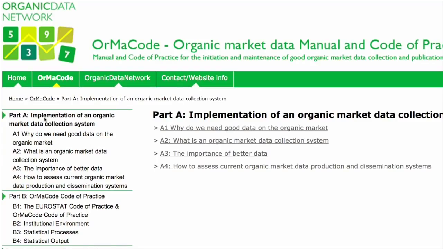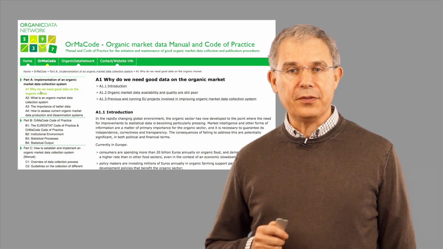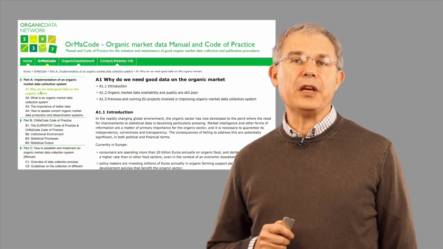Here we are in Section A. In Section A, we talk about how to implement an organic market data collection system. We start by talking about why we need good market data on the organic sector. Policymakers, companies, and farmers need good data for decision making.